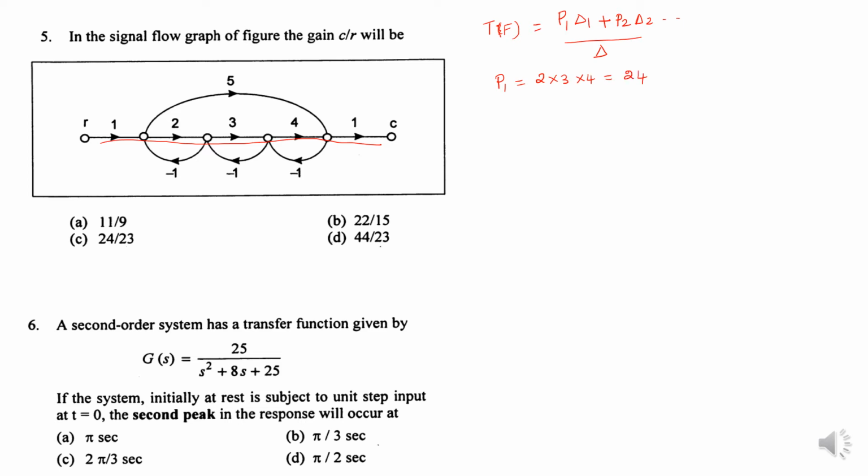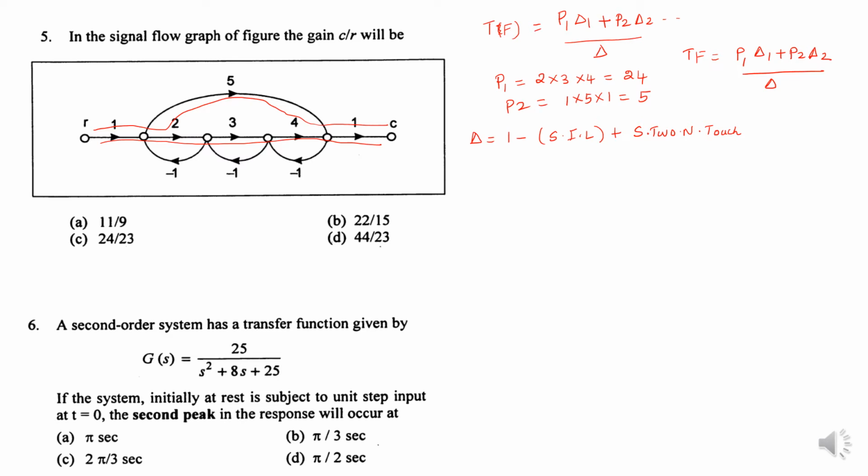Then this is the next forward path. So P2 equal to 1 into 5 into 1, that is 5. There is no other forward path other than this. So the transfer function is (P1 delta 1 plus P2 delta 2) divided by delta. Next I am going to find out delta. What is delta? 1 minus sum of individual loops, plus sum of two non-touching loops, minus sum of three non-touching loops and so on.